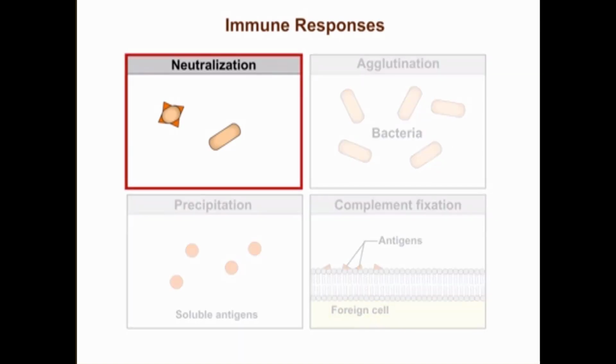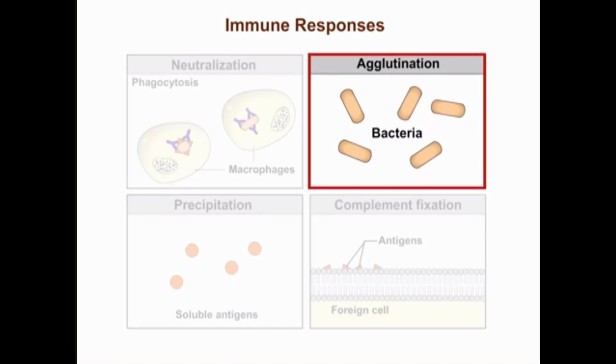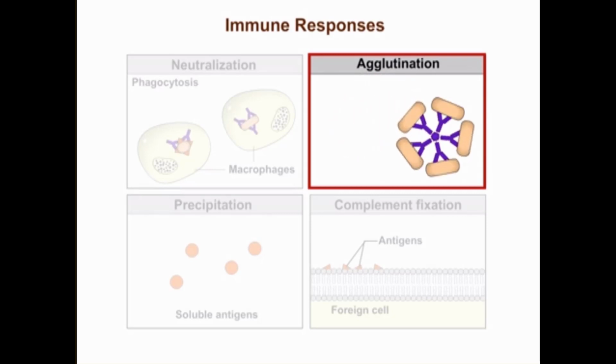Neutralization of bacteria or viruses occurs when antibodies bind to and block the activity of the antigen. Neutralized viruses cannot invade host cells. Microbes and soluble antigens that are coated with antibodies are then eliminated by phagocytosis. In this process called opsonization, the bound antibodies enhance macrophage attachment to the microbes, allowing them to be easily engulfed and destroyed by phagocytosis. Agglutination is the process whereby bacteria or viruses are effectively neutralized by clumping.